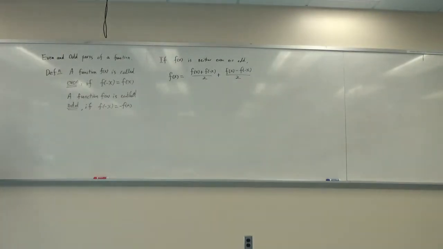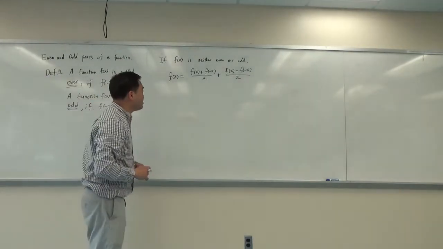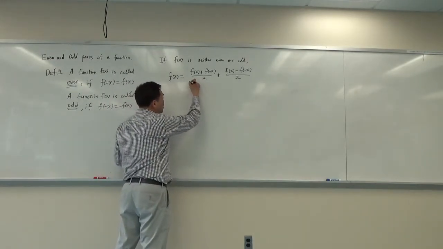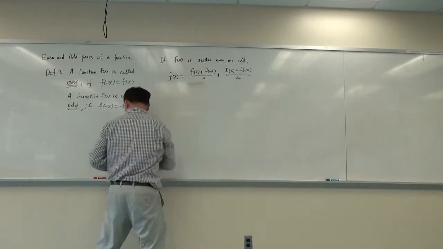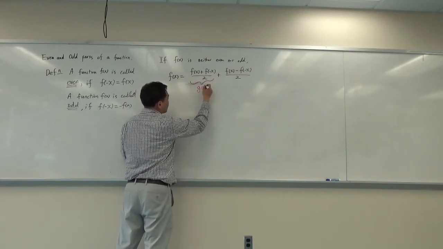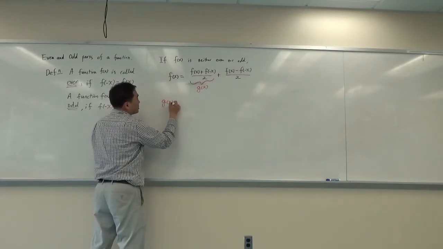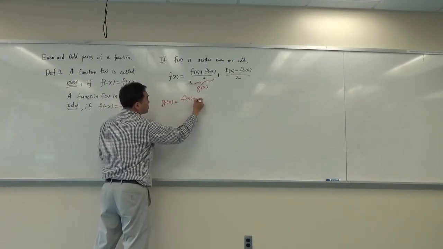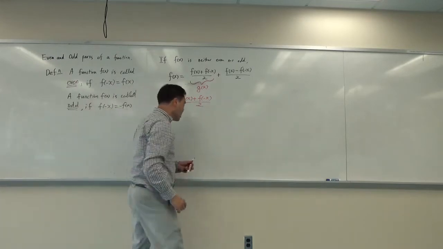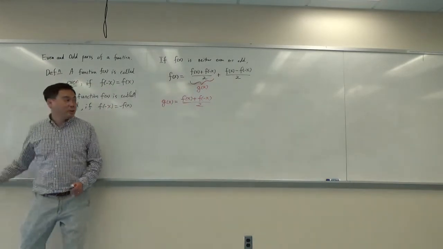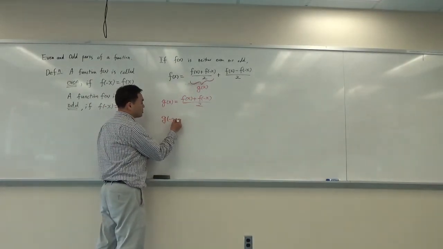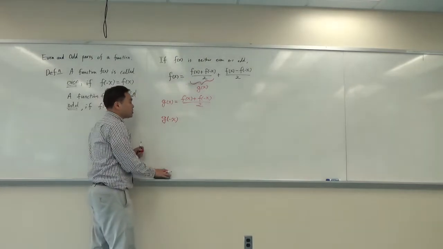Now, despite f of x being neither even nor odd, you can see that if I call this much g of x, so g of x is f of x plus f of negative x over 2, and let's say I calculate g of negative x.